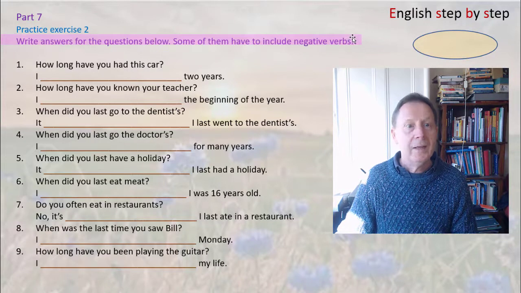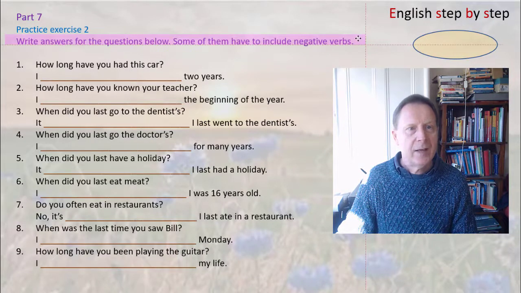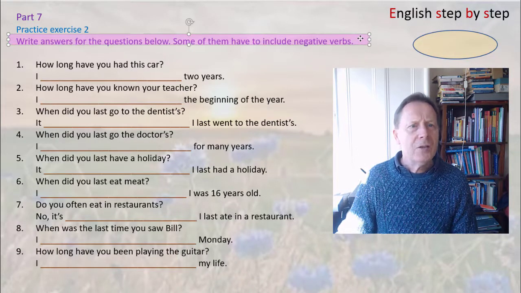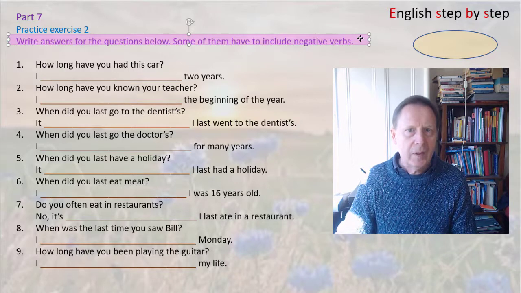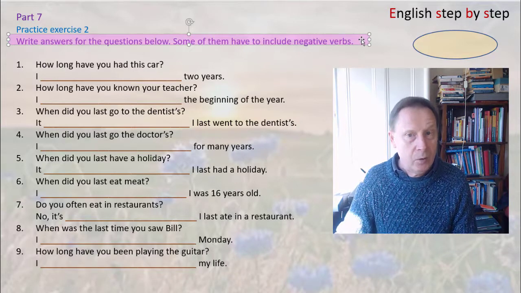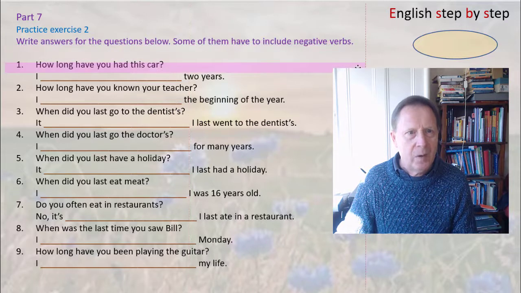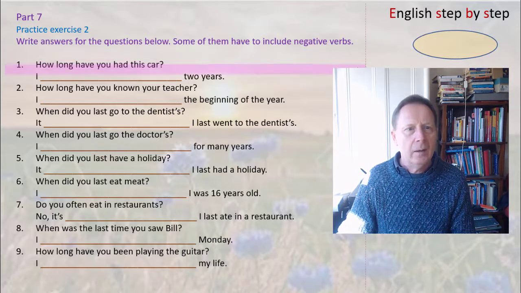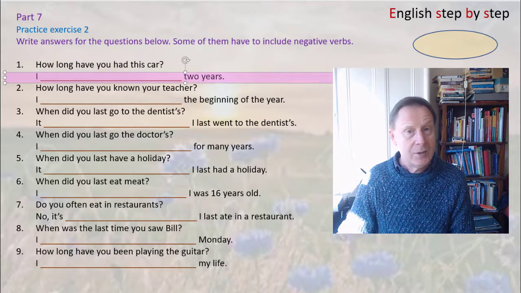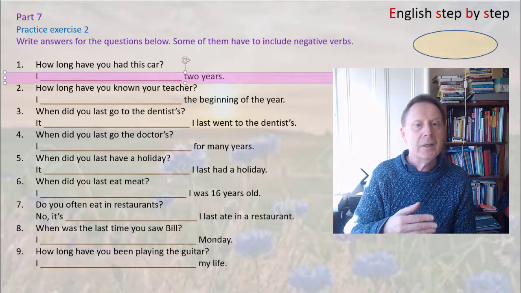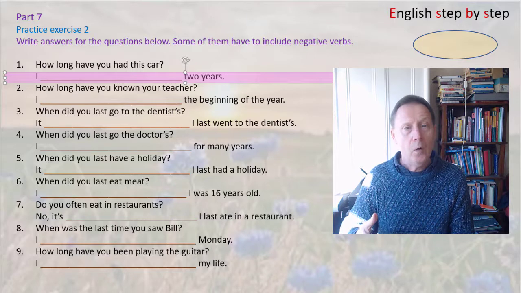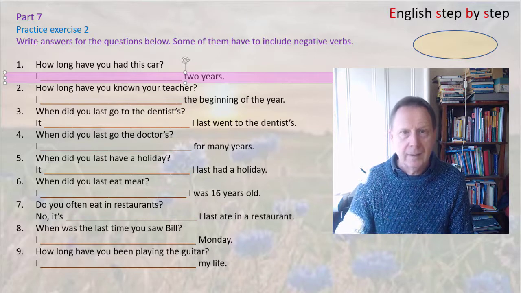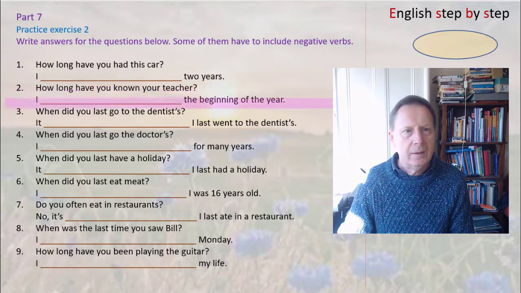So here's the second of the 2 practice exercises. Write answers for the questions below. Some of them have to include negative verbs. For example, number 1, how long have you had this car? And then in the answer, use the present perfect and decide, is it for or since? So for all of these, you can do the same. Present perfect and use for or since.